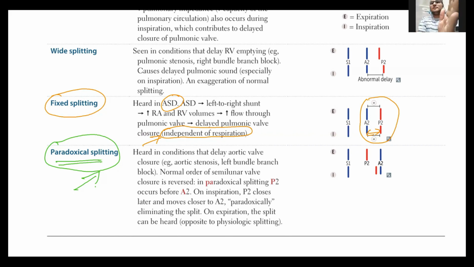Paradoxical splitting happens on the left side, in left bundle branch block and severe aortic stenosis. What is paradoxical? Paradoxical means that it is just the reverse. We studied that the delay happens on inspiration, but this paradoxical splitting will occur on expiration. On expiration, the split can be heard, not on inspiration. This is why it is called paradoxical. Normally it happens in inspiration, but in paradoxical splitting, it happens on expiration.